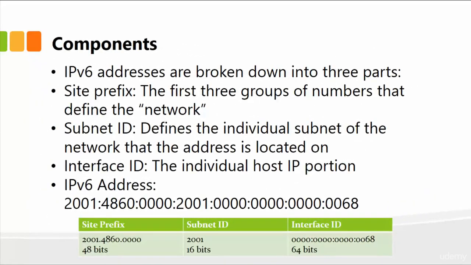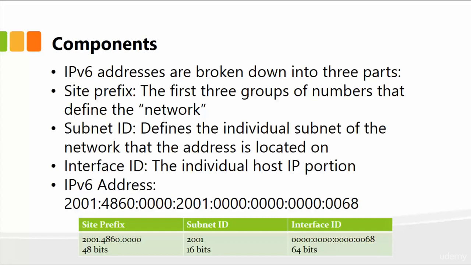Here are the components that make up IP version 6. They're primarily broken down into 3 parts: first is the site prefix, the subnet ID is the second, and then the interface ID. The first 3 groups of numbers that define the actual network are called the site prefix. The subnet ID defines the individual subnet of the network that the address is located on, and the interface ID is the individual host portion.